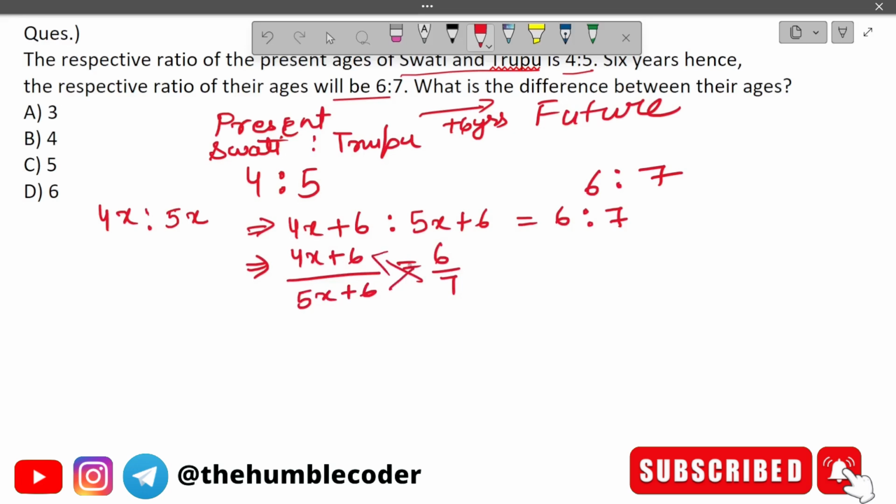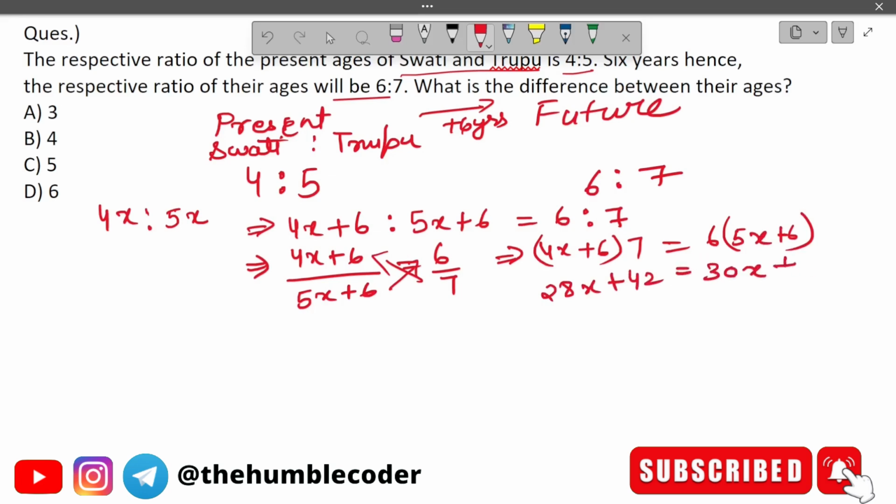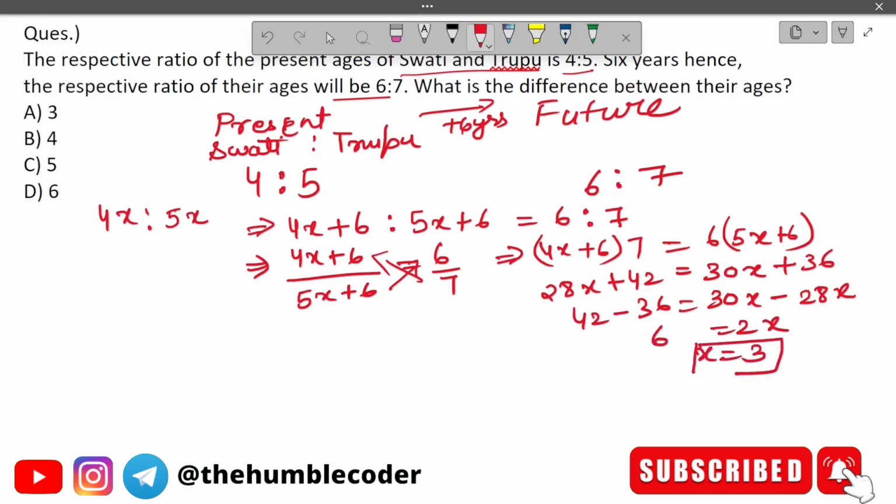Now we will send this here, send that here, and we will create the new equation, which is going to be 4x plus 6 multiplied by 7 is equal to 6 into 5x plus 6. 4 sevens are 28. 6 sevens are 42. 6 fives are 30x, and then 36. So 30x minus 28x is 2x, and on this side 42 minus 36 is 6. So in this way we will get the x value as 3. But this is not our answer.